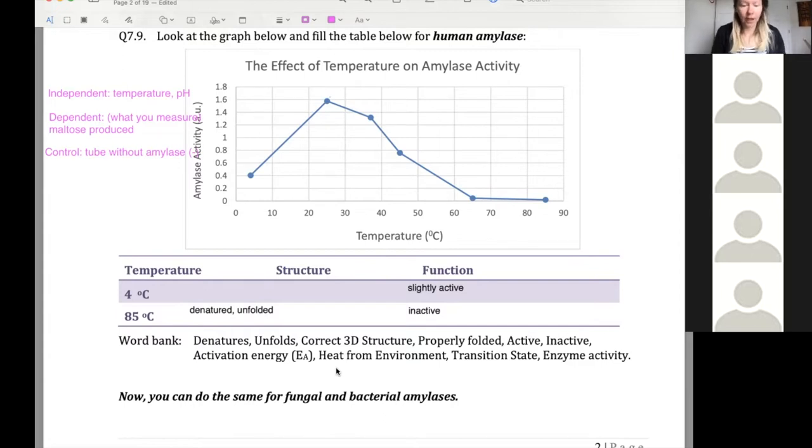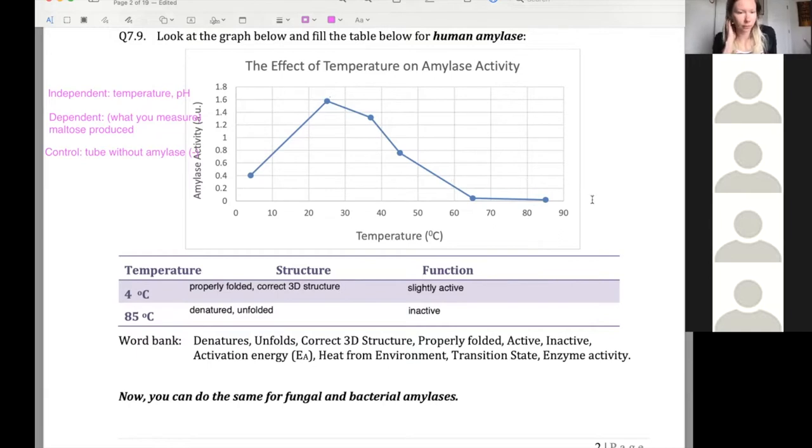Properly folded. Yeah, it's definitely properly folded. It has the right structure, just maybe not enough of that heat, of that kinetic energy to reach its peak maltose production abilities. We also say correct 3D structure here. The main point here is that you can make that connection between the structure and function of these enzymes in different conditions. Professor, I have a question.